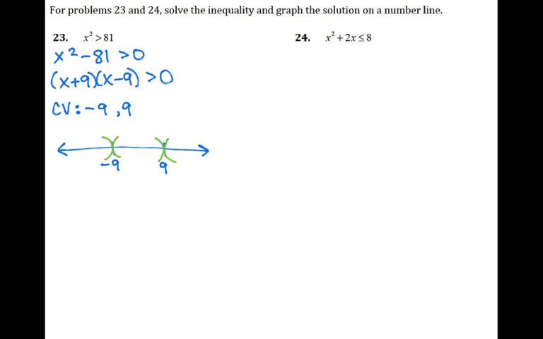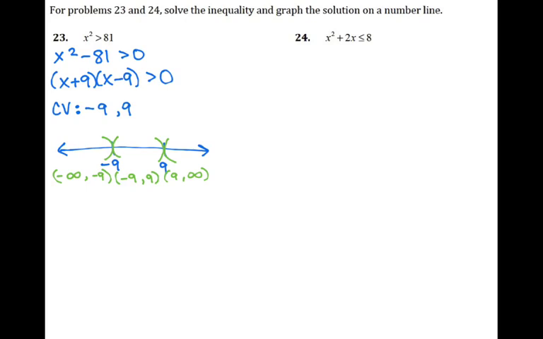So my first interval goes from -infinity to -9. Second interval goes from -9 to +9. And my third interval goes from 9 to infinity. And what I'm looking for is test points within each of those intervals. So from -9 to -infinity, let's say our test point is -10. I'm going to take -10 and plug it into here. You can plug it into here if you want to. It doesn't really matter, but I like to plug it into the factored one.